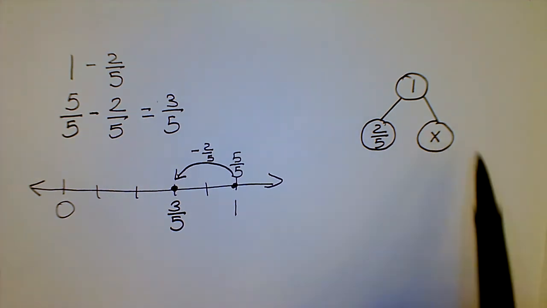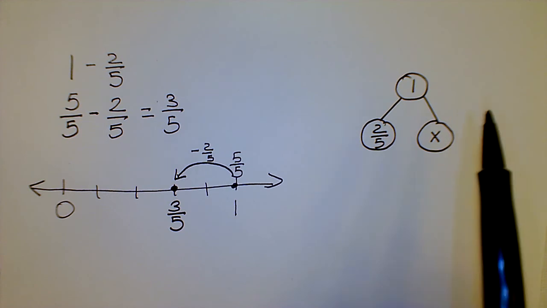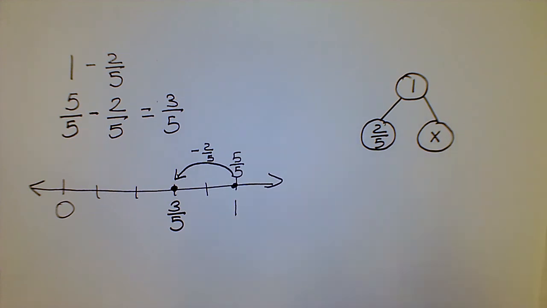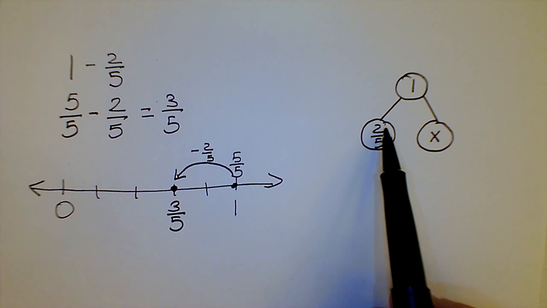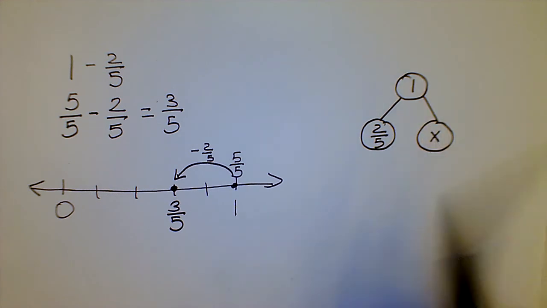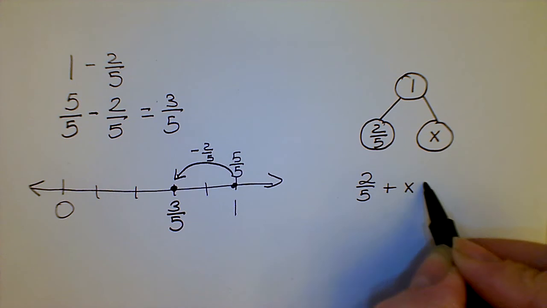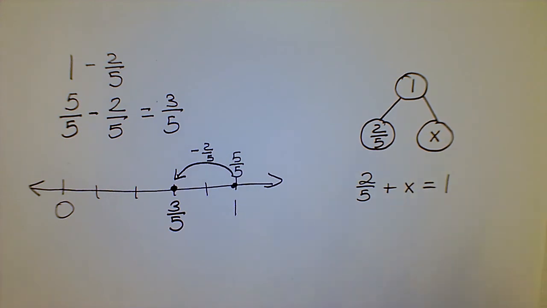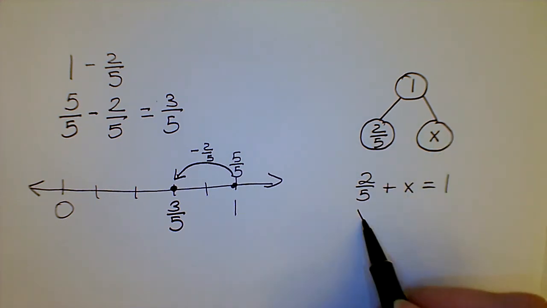So if I were to look at it like this, let's write all the possible addition and subtraction sentences that we can for this. So for example, when I have a number bond, one thing I could say is that 2/5 plus x is going to give me 1. So let me write that. 2/5 plus x equals 1. Another addition sentence I could write is x plus 2/5 equals 1.